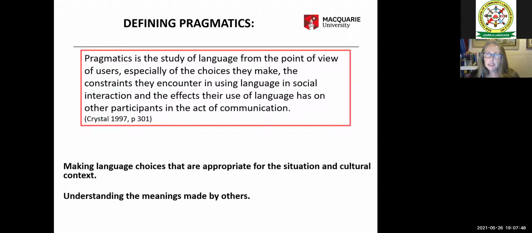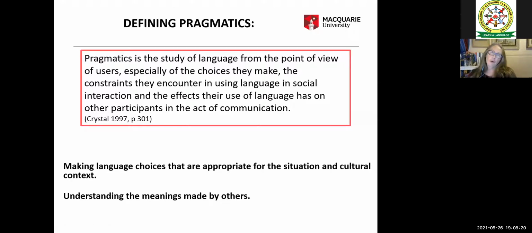It's a special area of language which is actually related to all kinds of communication. So especially the choices they make, the constraints they encounter in using language in social interaction, and the effects of their language use on other participants during the communication. So we're going to unpack what that definition actually means. It means making language choices that are appropriate for the situation and the cultural context, and understanding the sort of meanings that are made by other people, right, within those contexts.